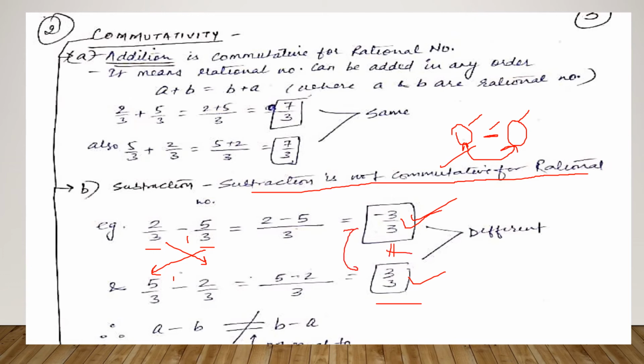So we can say subtraction is not commutative. So you can't change the order in the case of subtraction. Here order is important. Okay. In the case of addition, order was not important. You can write the numbers in any way. Okay.